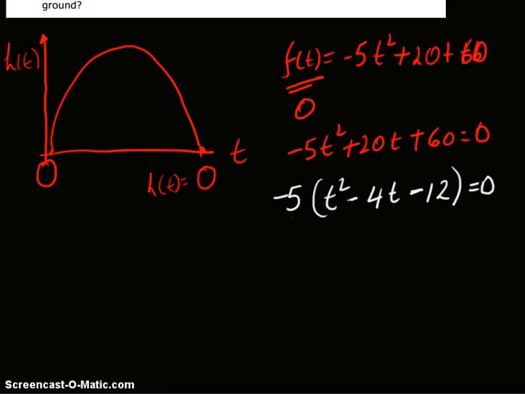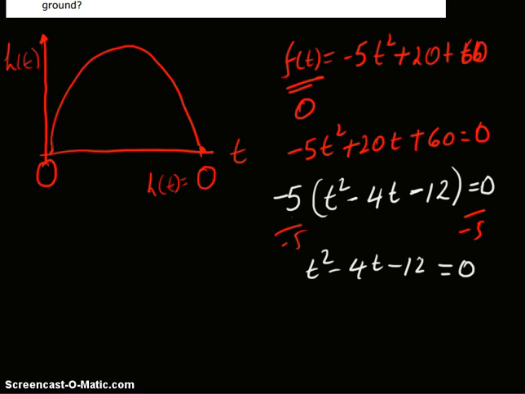Now we can divide everything by negative 5, and then we get t squared minus 4t minus 12 equals 0, which is a lot simpler to solve compared to the original quadratic function, or equation in this case, since it equals 0.